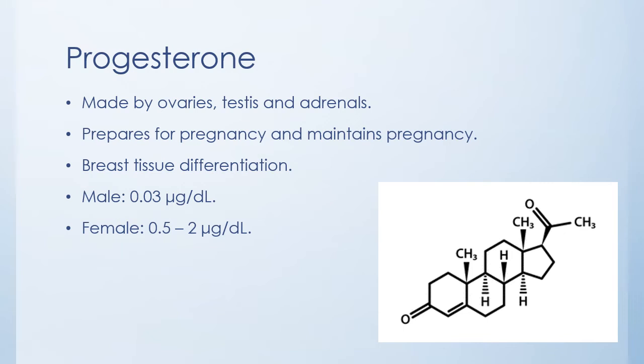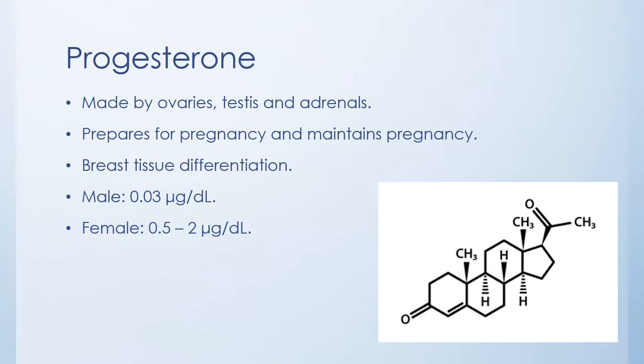All right, so now let's talk about progesterone. It is also produced by the ovaries, and I'm sure you know by now the common pathway of all the sex hormones. Progesterone is made first. So you have cholesterol, which is converted to pregnenolone, and from pregnenolone you have progesterone. It is also made by the testes and adrenal.